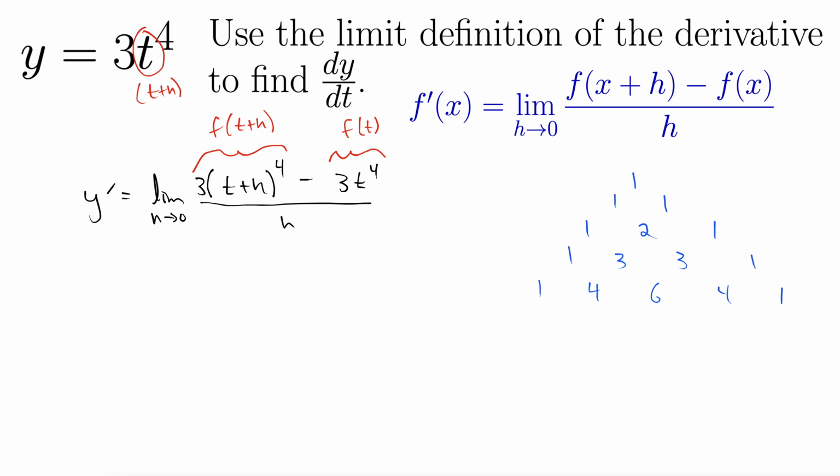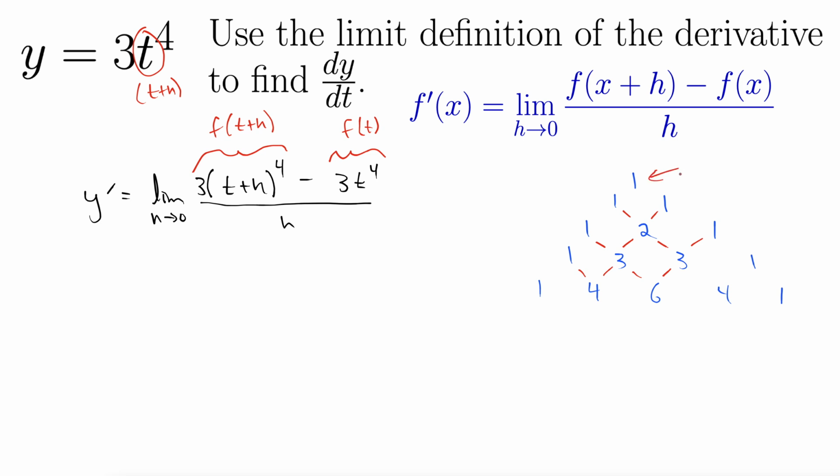What am I doing? For each layer below, I'm adding the two numbers diagonally above the slot in this triangle. So for 3, I added 1 plus 2. I added 2 plus 1 for the other 3. Here down at 6, I added 3 plus 3. For 4, I added 1 plus 3. This gives us the coefficients for binomial expansions.